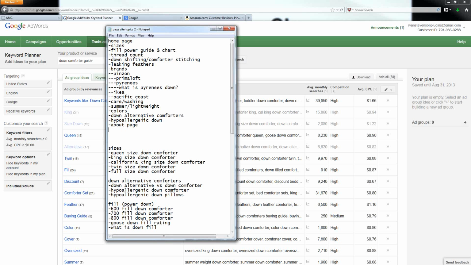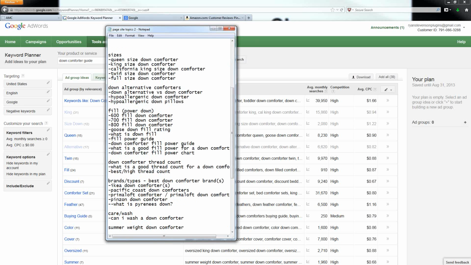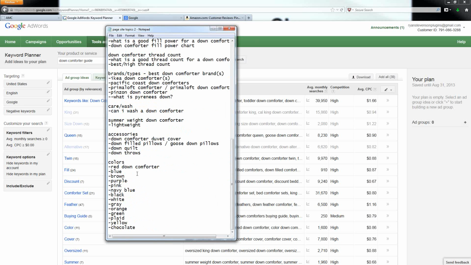So when it comes time to build my site, I can say, okay, I need a page that'll be my home page, so I'll create a home page. Then I need a page about sizes, so I'll create that page. And I can just go down the list and create a page for each one of these topics. But then when it comes down to actually selecting the keyword phrases that I'm going to be using throughout these different pages, then I'll return down to my original list here.